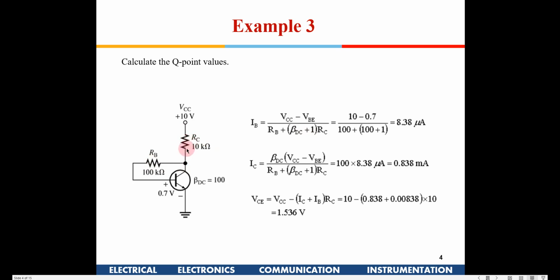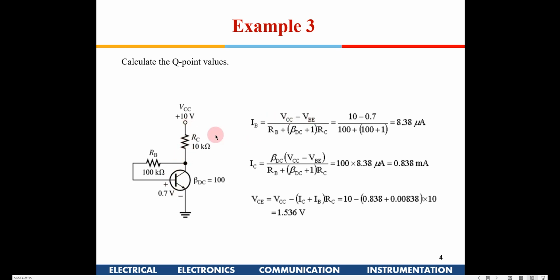Okay, there are two components which are going to flow through this RC. One is IC and one is IB. So IB plus beta times IB becomes (beta plus 1) times IB into RC, and then you have this RB also. To find out IB, I can write VCC minus IB, so this is VCC, minus VBE, right?